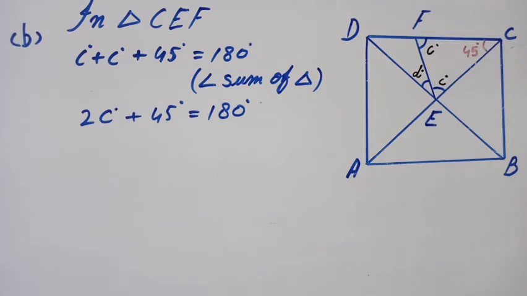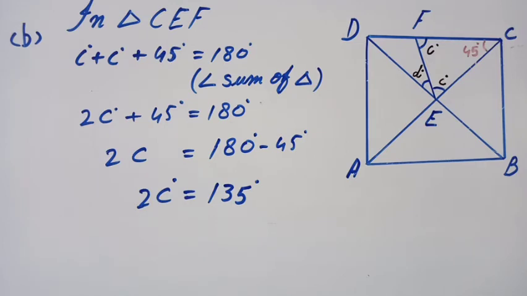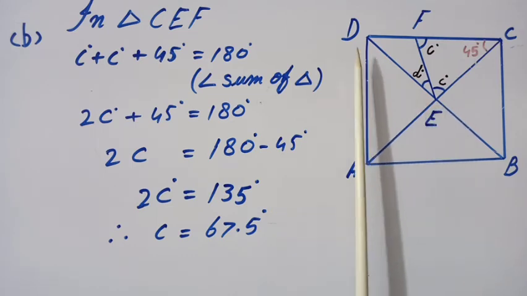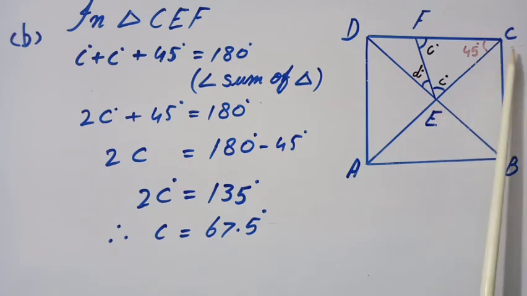Shifting 45 to the other side with change in its sign, this way 2C equals 135 degree. Now dividing both sides by 2, hence C is equal to 67.5 degree. Now we work for the unknown second angle D. So we consider the right angle at the point E. What right angle? DEC.